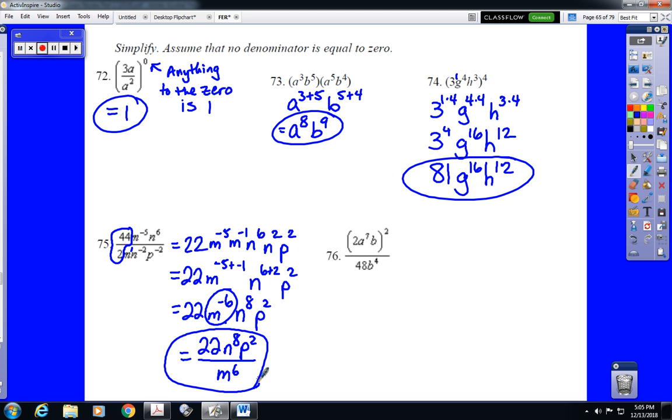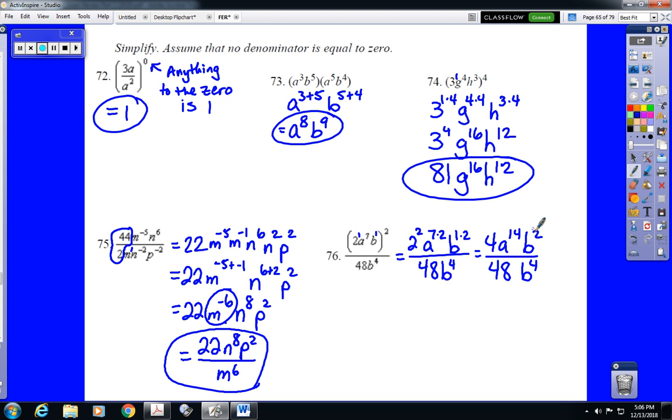All right, finally, number 76 puts a couple of these rules together. So we'll start by simplifying the top. That would be 2 to the 2nd, a to the 7 times 2, and b to the 1 times 2, because remember there's a 1 and a 1, over 48b to the 4th. So we're just going to leave that alone for now. That is 4a to the 14th b squared divided by 48b to the 4th.